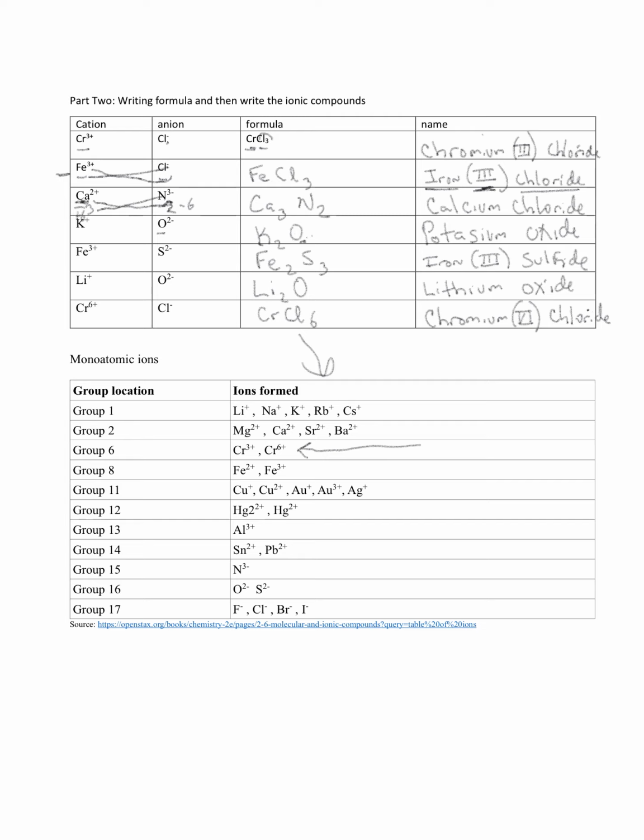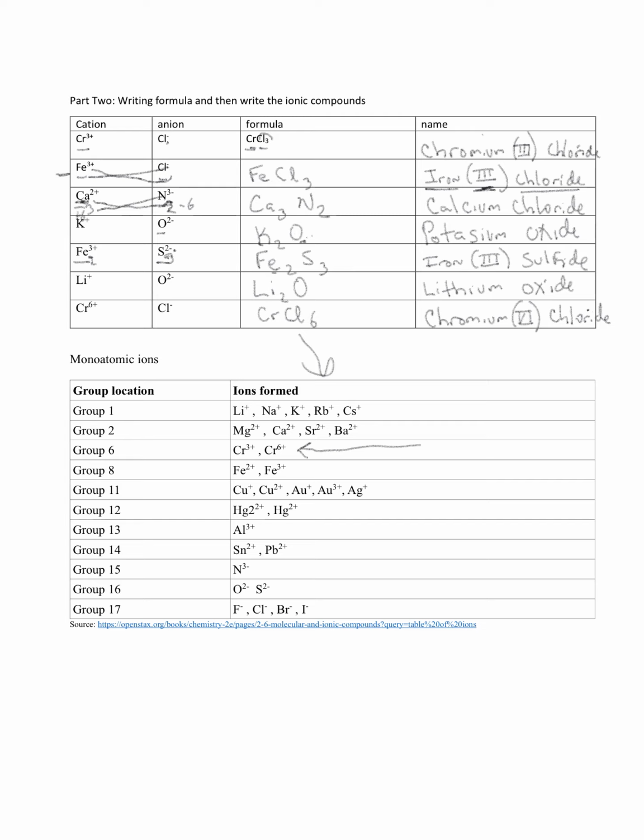Okay, next one, iron 3 and sulfur with negative 2. So I cross the charges. So I'm going to use the charge for the iron as the subscript for the sulfur, and the 2 negative charge. So the 2 of the sulfur I'm going to use as the subscript for the iron. So you have Fe2S3. And then I write that out, iron 3 sulfide.